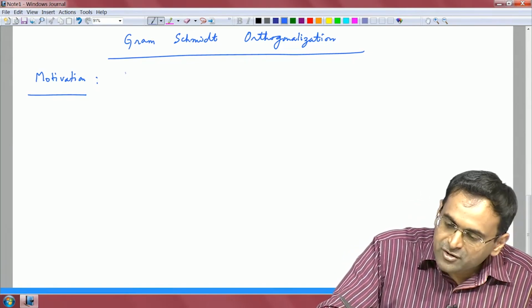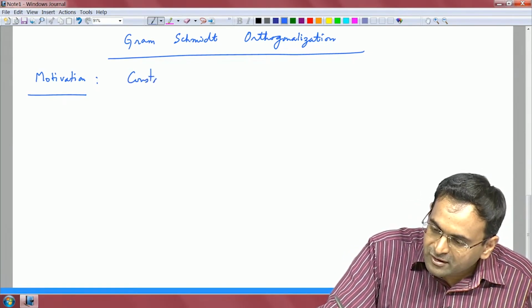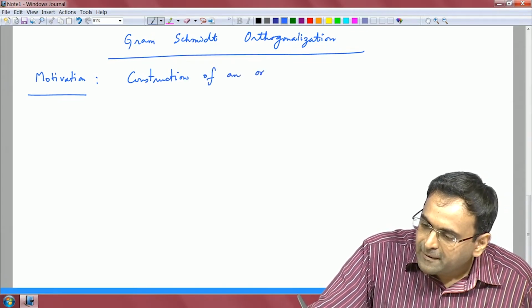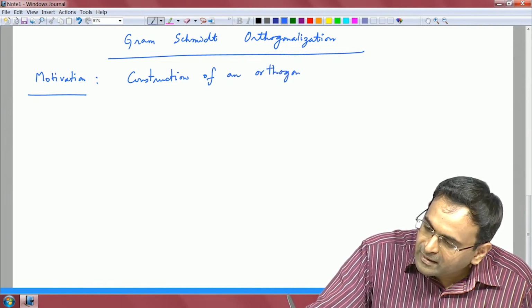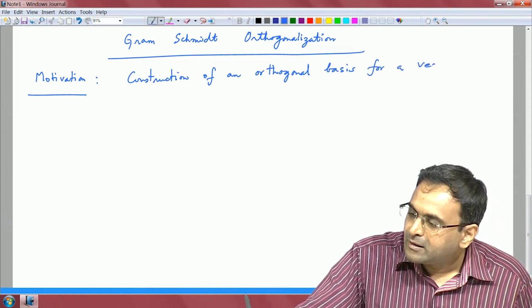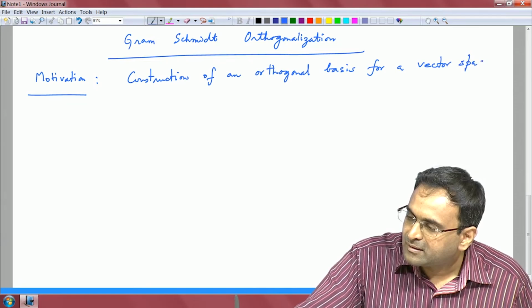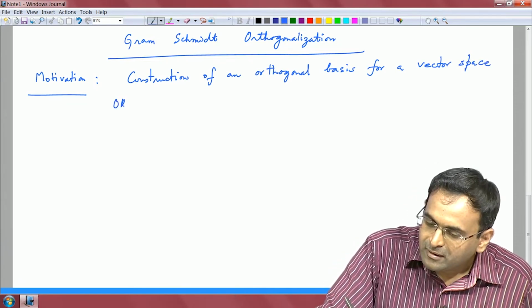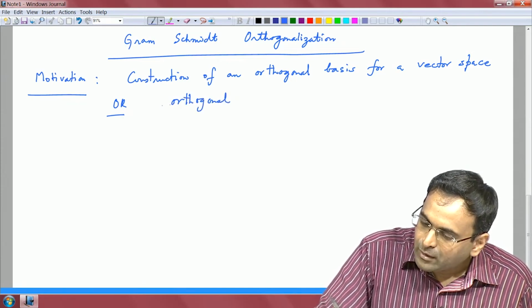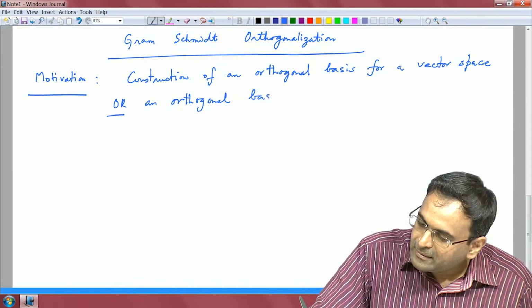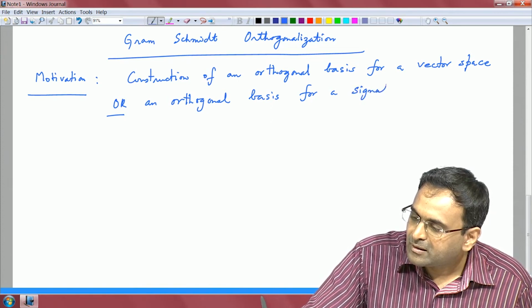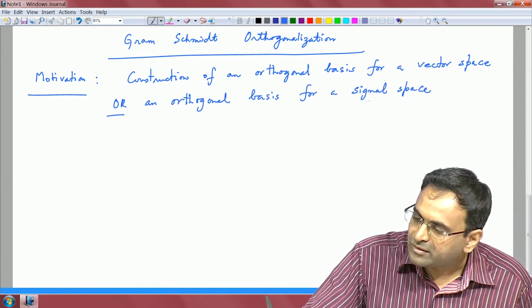So, the motivation is construction of an orthogonal basis for a vector space, or possibly an orthogonal basis for a signal space.